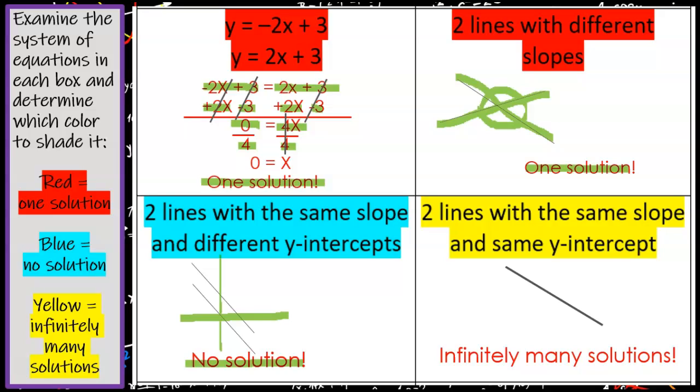Then we have two lines with the same slope and same y-intercept. That means we're going to have the same line. Okay, it's going to be one line on top of the other line. And so infinitely many solutions is the answer when we have two lines that are the same line.